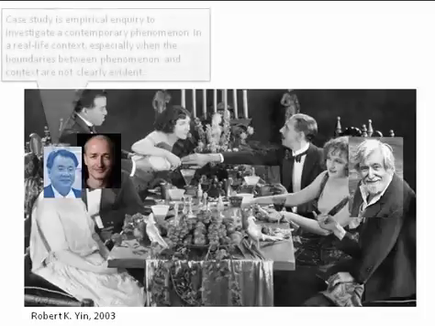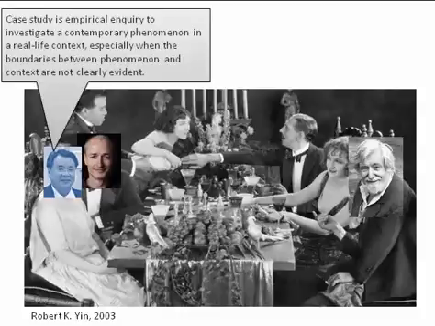So that's 2003. And he says that case study is empirical inquiry to investigate a contemporary phenomenon in a real-life context, especially when the boundaries between the phenomenon and the context are not clearly evident. Now, that's quite a mouthful. So empirical inquiry just means that you're looking for evidence. Empirical means evidence-based. So it's an evidence-based investigation that looks at a contemporary phenomenon. That just means something that's happening now. So that's in a real-life context. And he's saying that it's especially useful when the boundaries between the phenomenon and the context are not clearly evident.